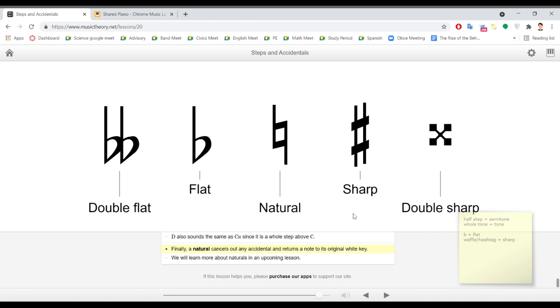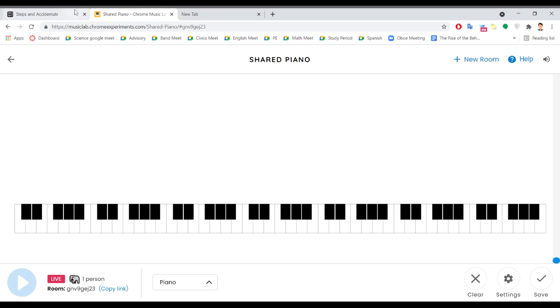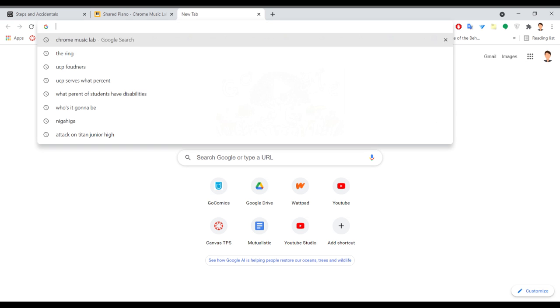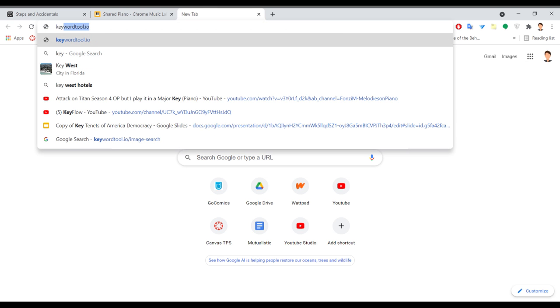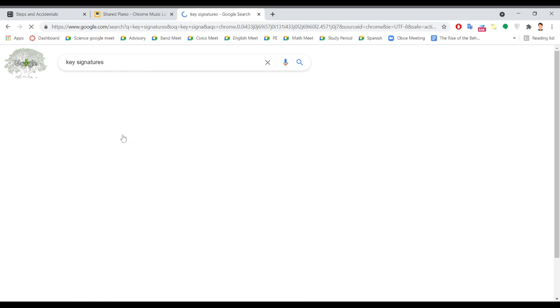And then the last thing, it's called a natural. This is going to take a while to teach you, but when you're learning music, there's going to be multiple lines in one measure. And then in that measure, the key signature is going to consist of multiple flats and sharps, depending on if the composer is using flats or sharps. So let me just search this up.